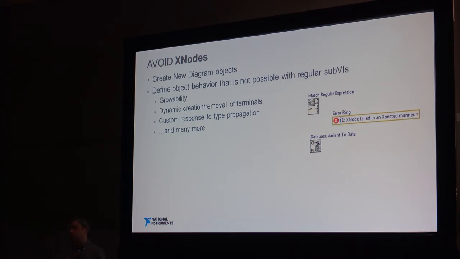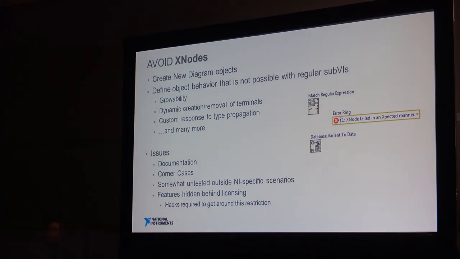The match regular expression is a growable node. They can allow you to define hotspots on the node that you can click and operate on. For example, in the error ring, you can click on the red X to switch it to a warning. You can click on the little call chain symbol to turn off the call chain. They also allow you to define some data type behavior that you can't define with a sub-VI. Like if this type of wire is wired here, then change this terminal to another type or something like that. Xnodes have some documentation issues. They have a lot of corner cases. A lot of the features of Xnodes are actually hidden behind licensing, and you have to do some rather unscrupulous hacks with LabVIEW to be able to gain access to all of those features.